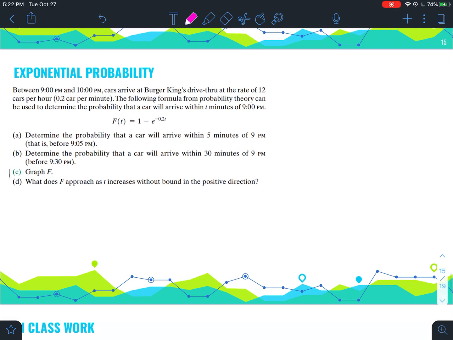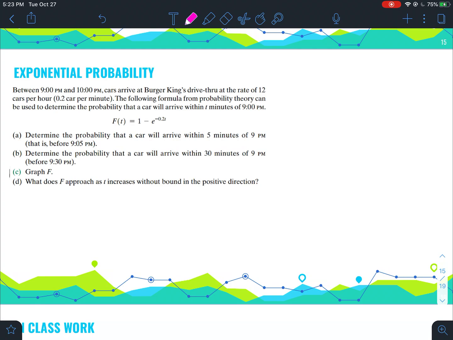All right. So now just a real world use of exponential expressions other than our compound interest formula and half-lives and bacteria doubling problems. Let's say between 9 p.m. and 10 p.m., cars arrive at Burger King's drive-thru at a rate of 12 cars per hour, or 0.2 cars per minute. The following formula from probability theory can be used to determine the probability that a car will arrive within t minutes of 9 p.m. It is given by 1 minus e to the negative 0.2t.